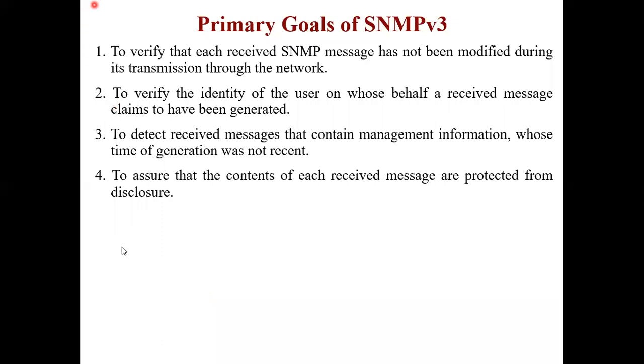That we will see. So what was the primary goal of SNMP version 3? To verify that each received SNMP message has not been modified during its transmission through the network. So suppose an objective question is asked: what are the primary goals of SNMP version 3? Out of these four, any two might be present in the answer, and the other options might be different. These are some hints I'm giving you on how questions can be framed.